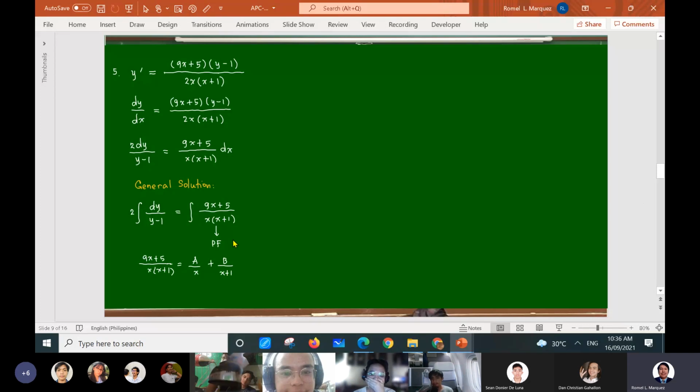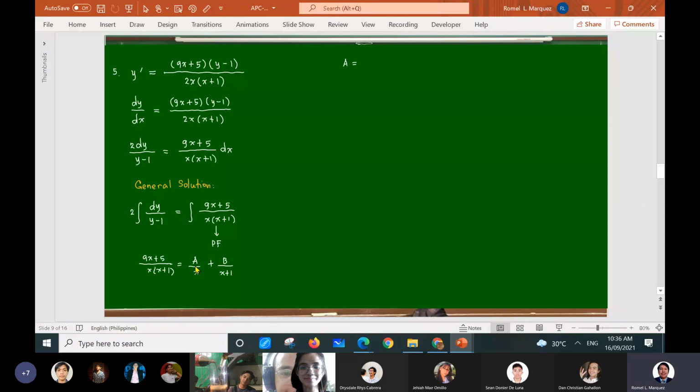Are these strange to you, guys? Let's multiply by, actually, no need to multiply. There is a technique so that you can easily solve for the values of the arbitrary constants. To solve for A, think of the value of x that will make it 0 when x is 0.